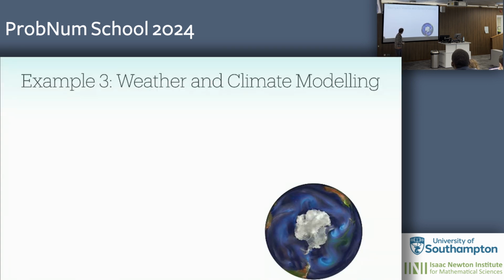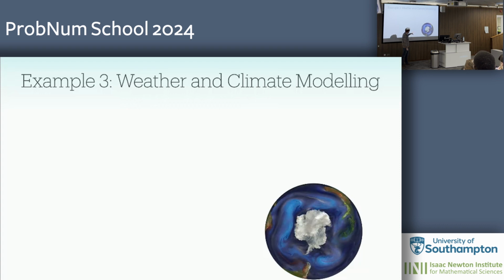So the third application perhaps has a little bit more importance to our day-to-day lives, which is weather and climate modeling. So down here I've got the solutions to a PDE, which is supposed to describe how air flows around the Antarctic. I think it's air, it might be the ocean, I'm not actually 100% sure. No, I think it's the air flows around the Antarctic.